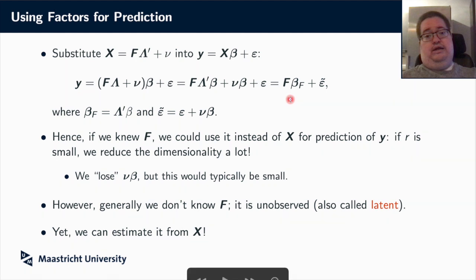But the complication, of course, is that we do not claim to know F. And so we have to estimate the factor structure. And this is something we can do. So, of course, we have this factor structure on X, and as we will see in the next lecture, we can use that to come up with estimates for F.